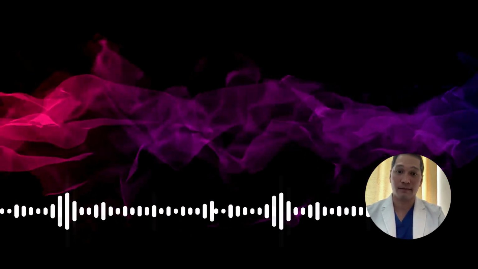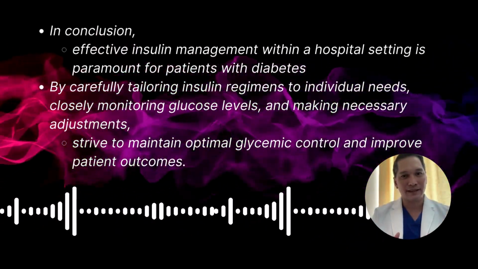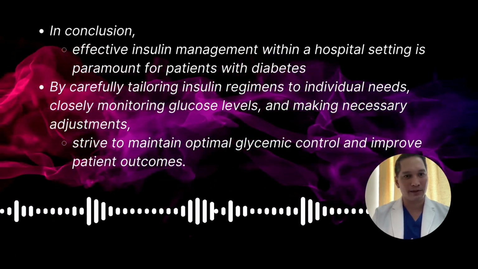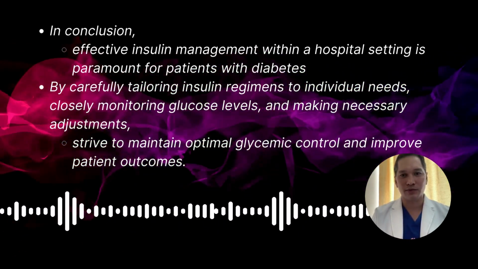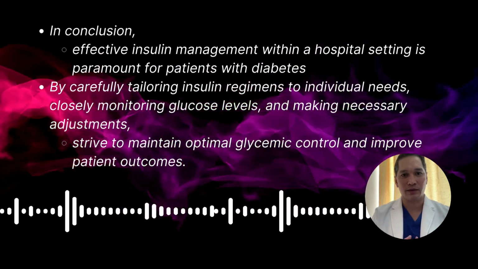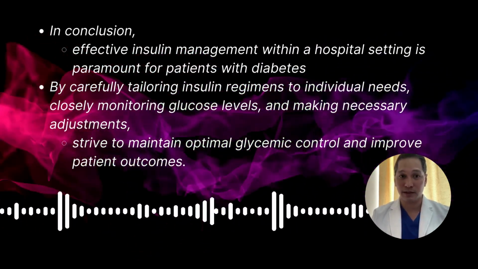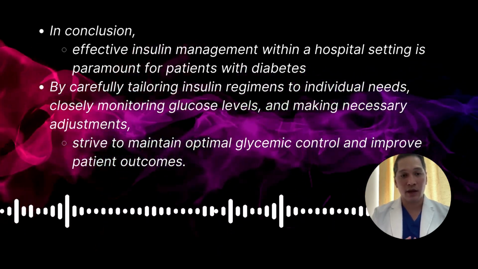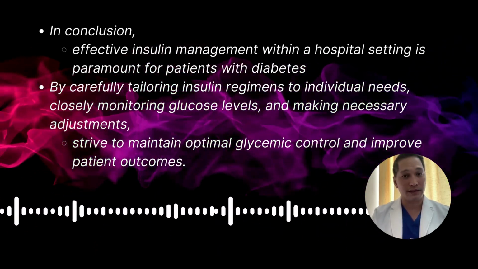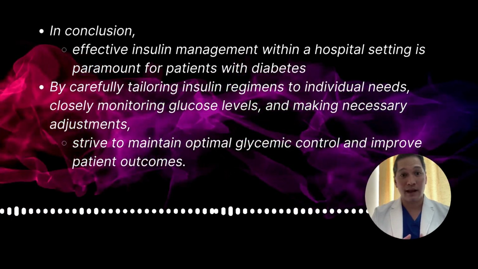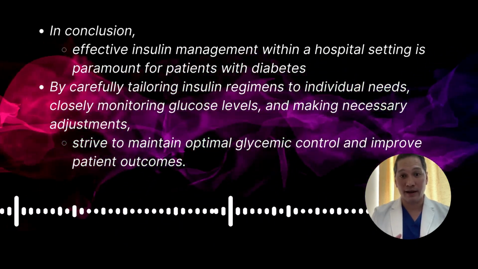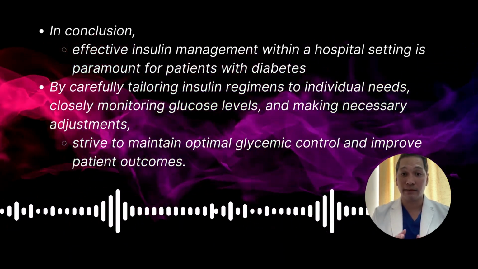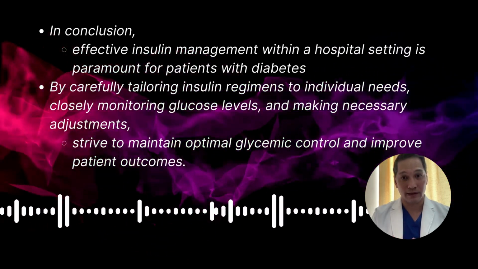In conclusion, effective insulin management within a hospital setting is paramount for patients with diabetes, especially when dealing with various medical conditions and treatments. By carefully tailoring insulin regimens to individual needs, closely monitoring glucose levels, and making necessary adjustments, healthcare providers can strive to maintain optimal glycemic control and improve patient outcomes during hospitalization.